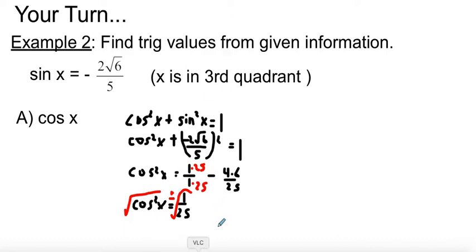So doing so, I end up there with cosine x is equal to plus or minus the square root of 1, which is 1, over the square root of 25, which is 5. It says that we are down there in quadrant 3. So think about quadrant 3. Well, in quadrant 3, your cosine, remember it's your x value, is negative. So this is going to be a negative 1/5.